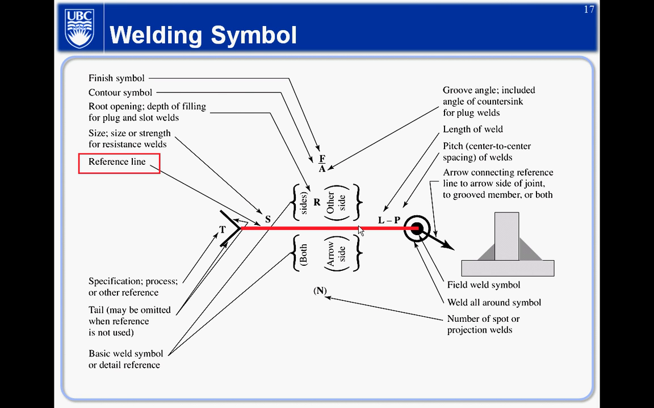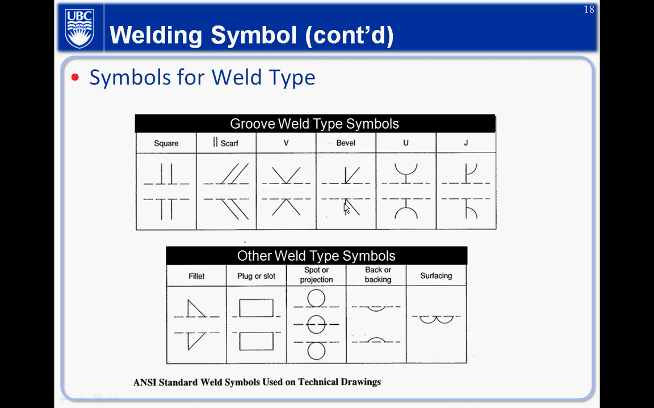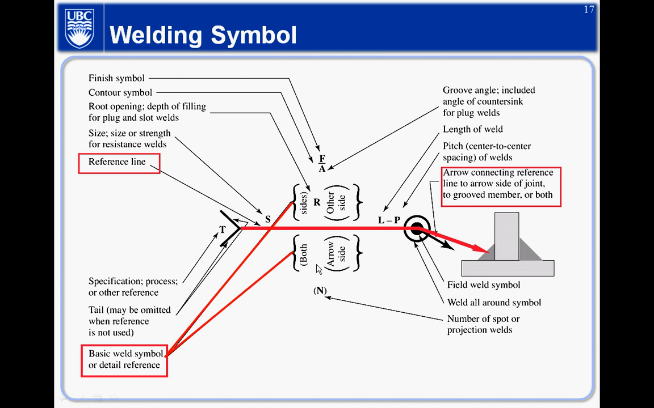So the major one here, you need to draw a horizontal reference line, and an arrow pointing to the joint. Then either on the top or the bottom, those are the pieces of information that you're going to read, right? So I'll tell you what they are. Those are basically the symbols that will show at the top and the bottom here.